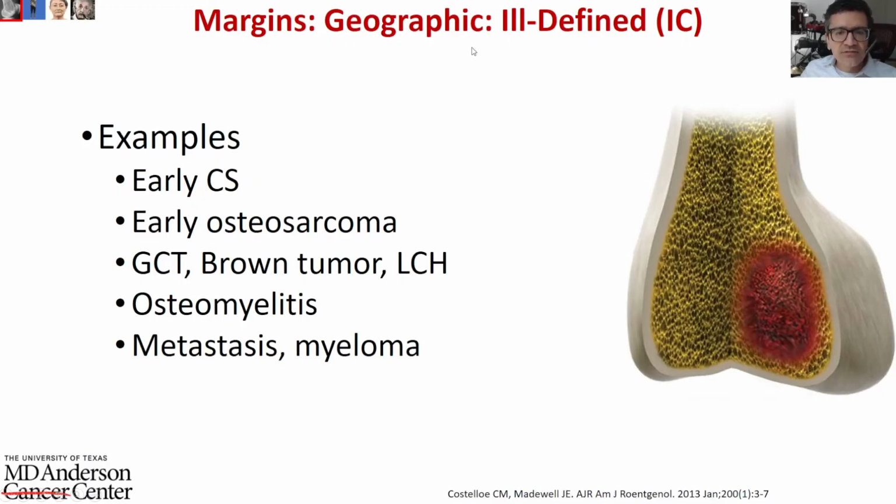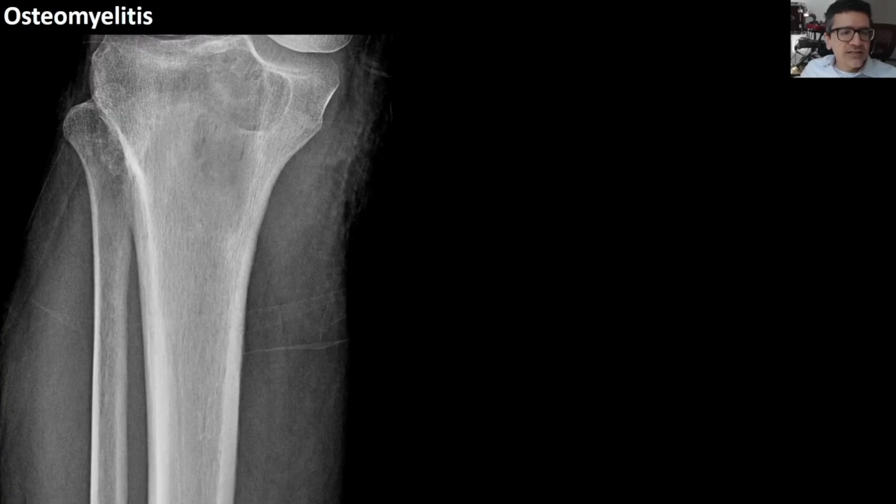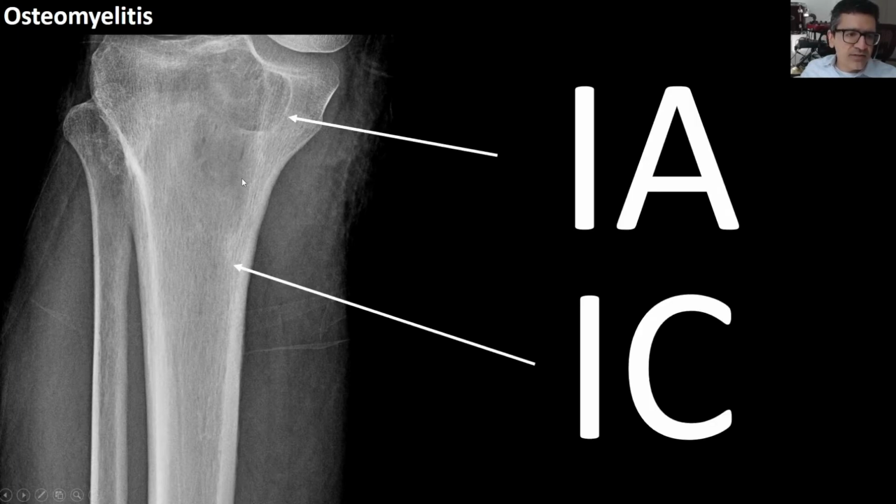Some examples of the 1C margin are early chondrosarcoma, early osteosarcoma, giant cell tumor of bone, brown tumor, Langerhans cell histiocytosis, osteomyelitis, and myeloma. Here's an example. It's a patient with osteomyelitis, and proximally we have a well-defined sclerotic margin or 1A margin, but distally we kind of lose where the lesion ends and the normal bone begins, so 1C margin.